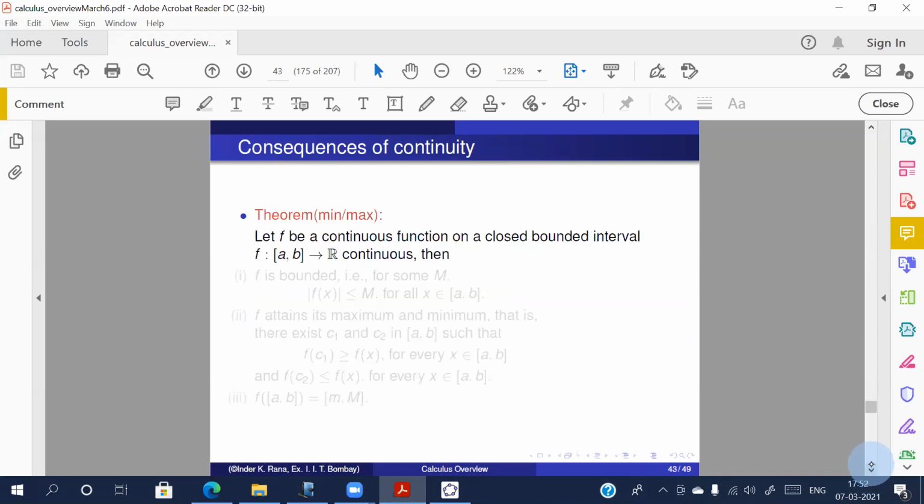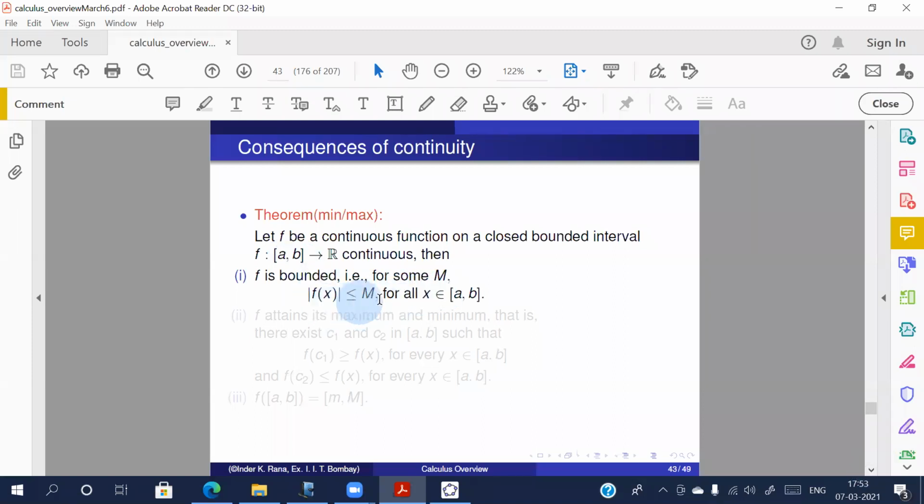So then there is a minimax theorem, which is also very important for continuous functions. We have already said the intermediate value property: the images of intervals are intervals. But supposing the domain is a closed bounded interval, can I say something more? Yes, you can. If the domain is a closed bounded interval, then the function is bounded.